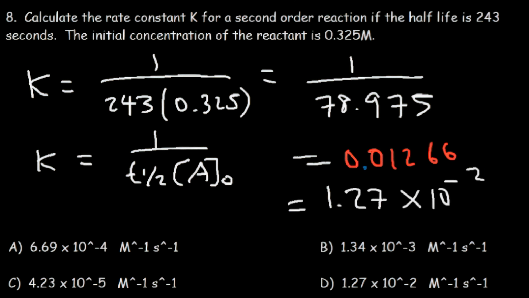As you move the decimal from left to right, if you move it 2 spaces to the right, that's where we get the negative 2 from. As you move it to the right, the exponent of base 10 decreases by 2. So the correct answer is answer choice D. We don't have to worry about the units because all of the units are the same. So that's it for this problem.